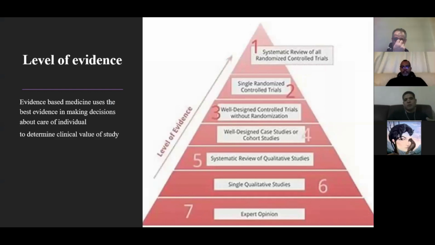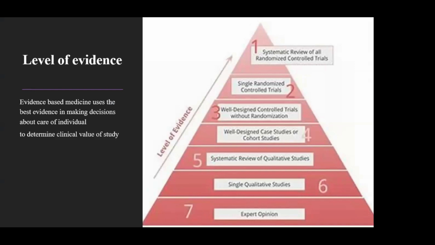Next, in research, what is the level of evidence? The first, we'll start with a systematic review of RCTs or randomized controlled studies. This is the highest evidence. Next to it is a randomized controlled trial. Then a well-designed controlled trial without randomization. Then a well-designed case study or cohort study. Then a qualitative study or expert opinion at the base of the pyramid.